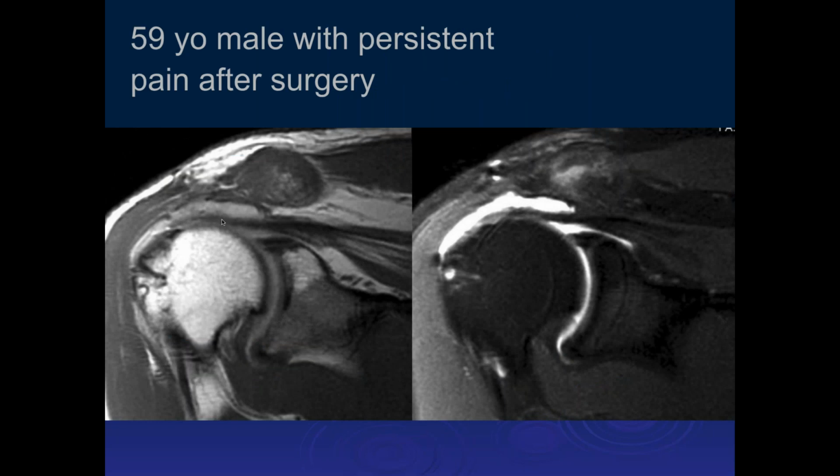So who's next? Oh, Tom. Thomas, what do you think of this one? Okay, so we have a 59-year-old male with persistent pain after surgery, and it looks like maybe they might have had a cuff repair, but there's some atrophy of the supraspinatus, some retraction, and I think it looks like a full thickness retear of the supraspinatus.